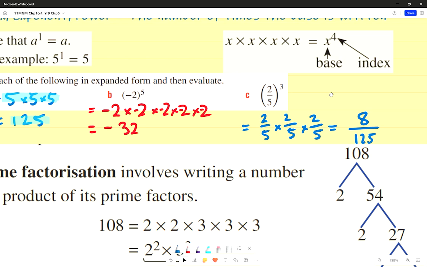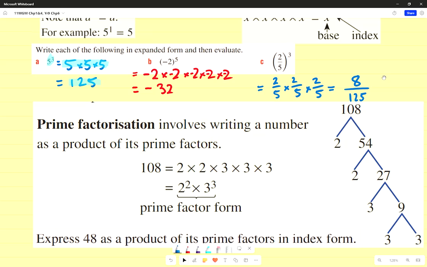Okay. Prime factorization, you guys have done in year 7. But I'm going to go through it again because I'm assuming you've had better things to do with your life in the last 2 years. So, very briefly, prime factorization. Prime just means prime numbers. What are prime numbers again? Awesome. What's a prime number?